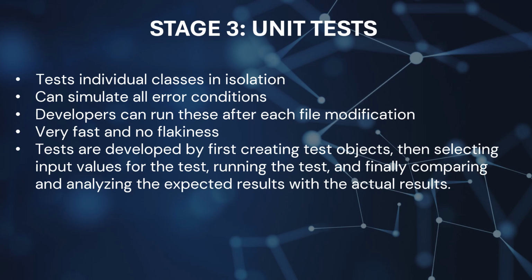Stage 3, Unit Tests. Unit tests test individual classes in isolation. They can simulate all error conditions. Developers can run these after each file modification. They are considered to be very fast with no flakiness. Tests are developed by first creating test objects, then selecting input values for the test, running the test, and finally comparing and analyzing the expected results with the actual results.